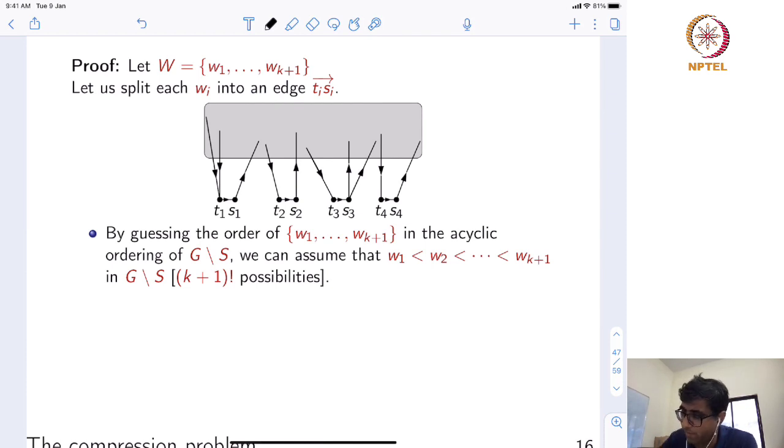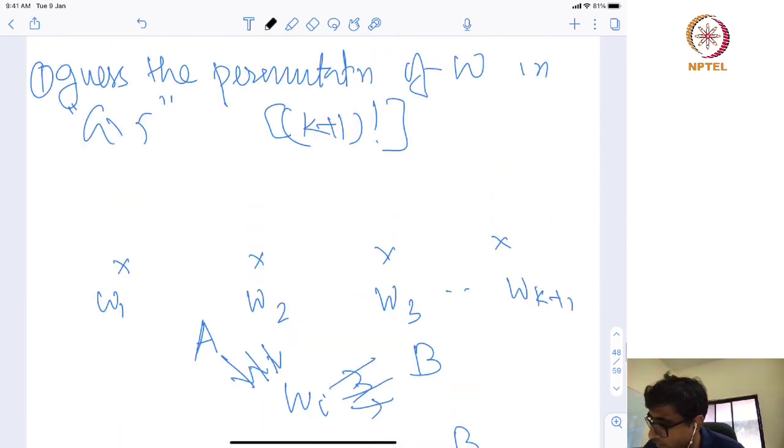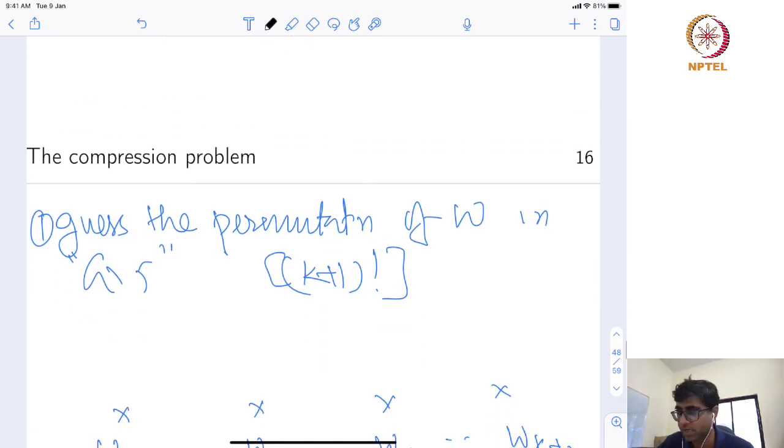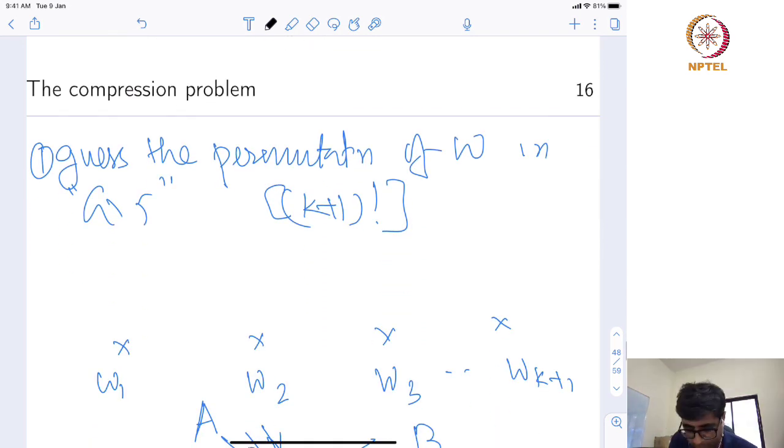We will talk about the splitting later. But I said, look, if there is a solution of size at most k, then we guess the permutation of W in G minus S. I know there exists a permutation. I cannot guess all the vertices, but I can guess how the vertices of W are ordered in it. So this is like (k plus 1) factorial.